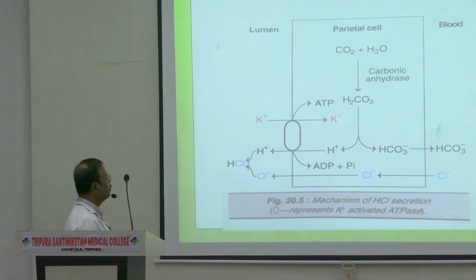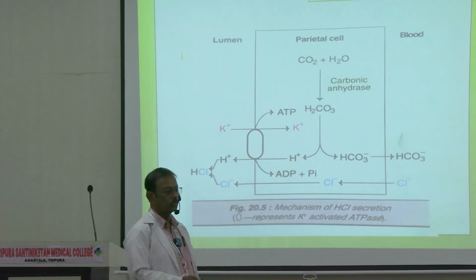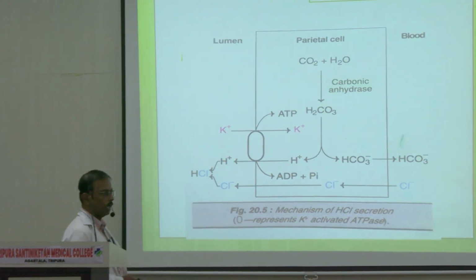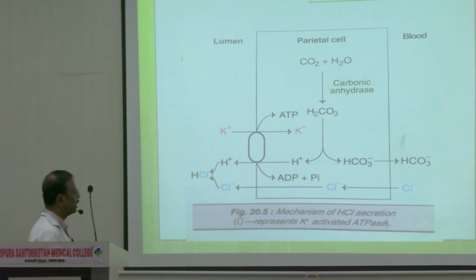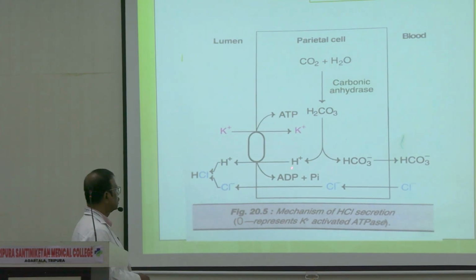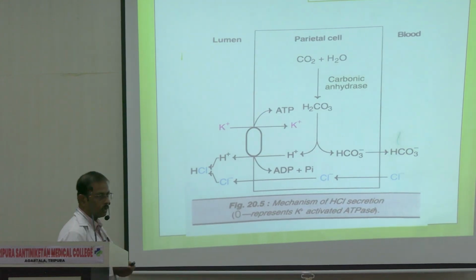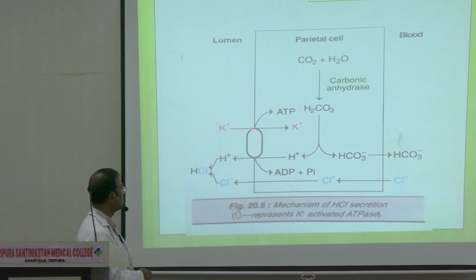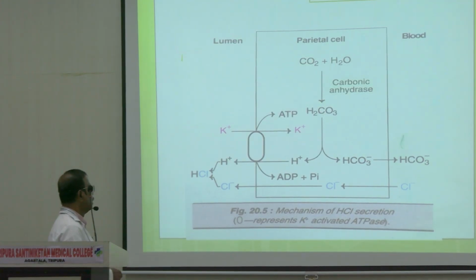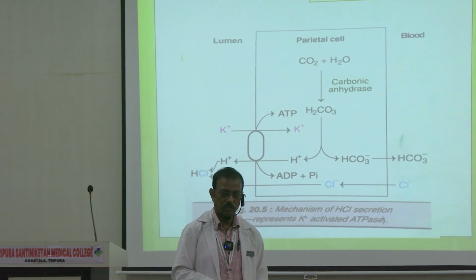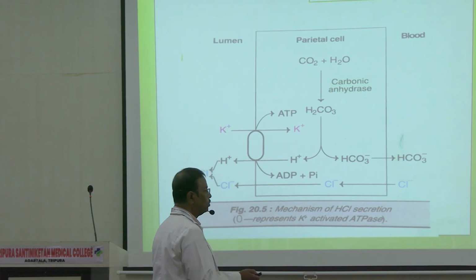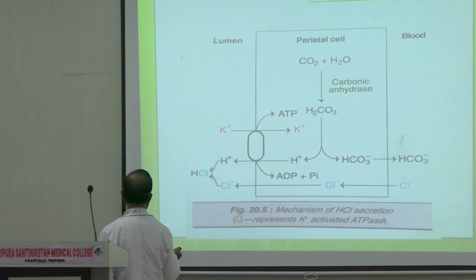Now, this is how hydrochloric acid is secreted in the stomach. It is from carbonic acid, which is generated from carbon dioxide and water by carbonic anhydrase. They split into hydrogen ion and bicarbonate ion. Hydrogen ion is transported to the lumen in exchange for potassium ion. In the lumen the concentration of hydrogen ion is much higher than in the cell, so it has to be carried against the concentration gradient.